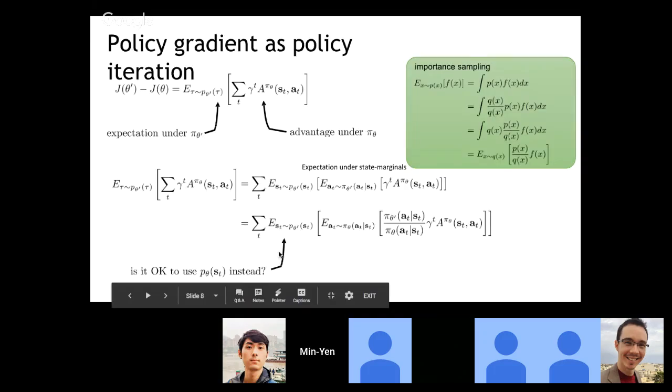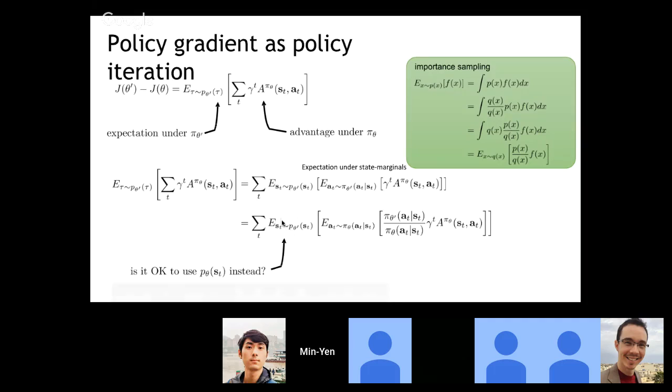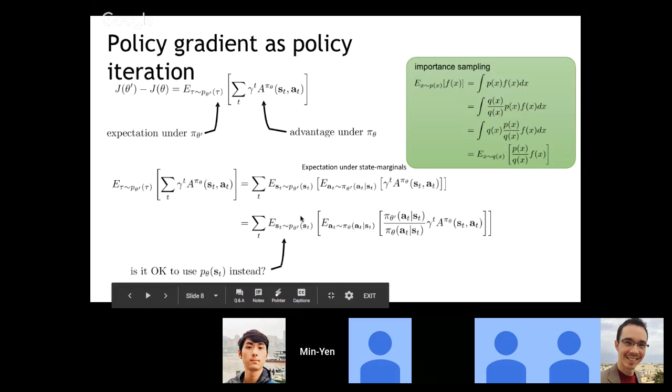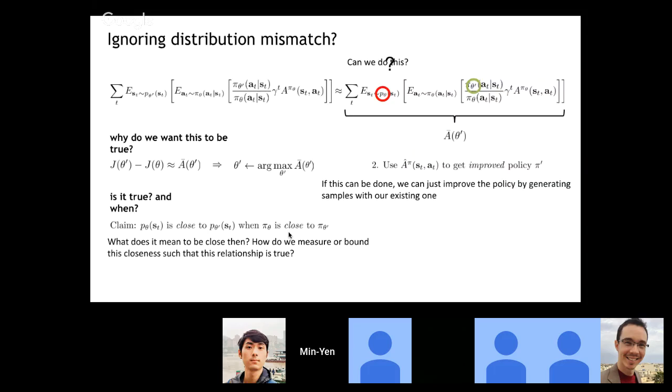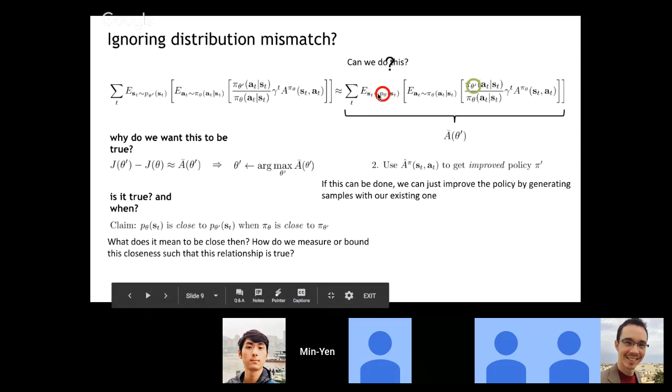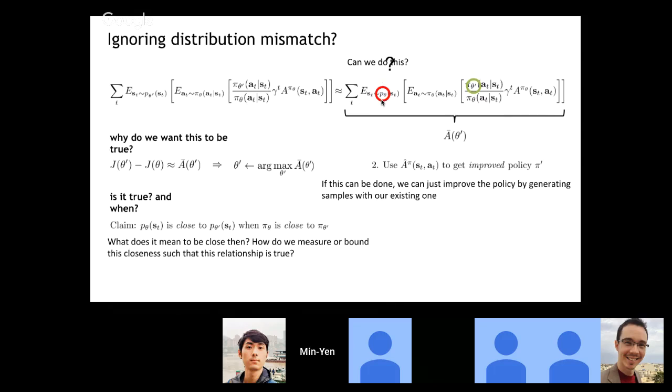Okay, so then he asked the question, can we actually just use pi theta, p theta st instead? Can we just use the current policy instead of using that new policy that we have no idea about? This part is a bit troublesome, and because we don't have our new policy, we basically can't do that summation.